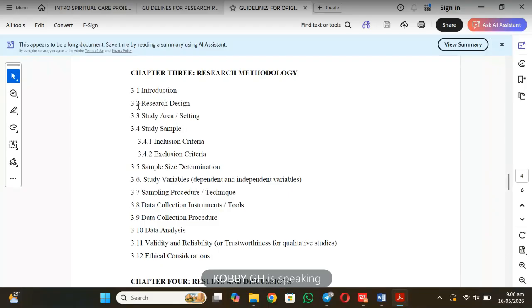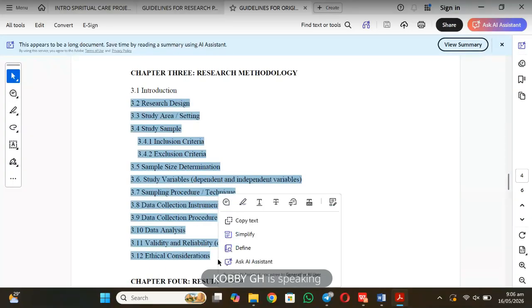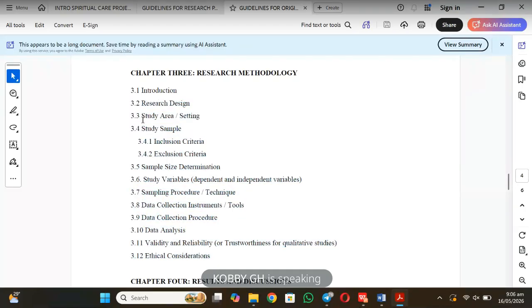Is that okay? Yes. So last year, those who wrote the research methods exams, we just asked them to write the areas a researcher would cover in writing the research methodology. So the research design, the study area or study setting, the study sample, the sample size determination, the study variables, the sampling procedure or technique, the data collection instrument or tools, data collection procedure, data analysis, validity and reliability, and ethical considerations. Now, beyond this, you need to be able to explain what goes into each area.